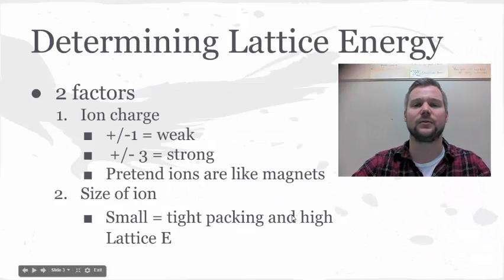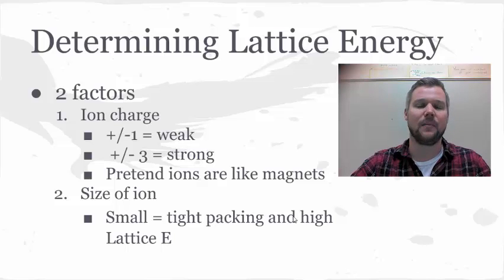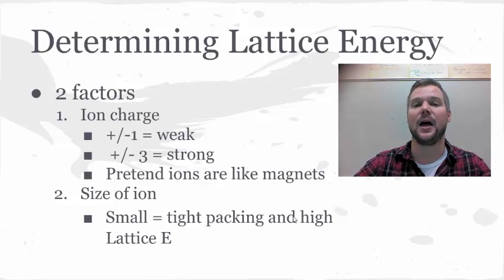So there's two factors when we consider what makes lattice energy high or what makes lattice energy low. The first and the more important of those two factors is the positive or minus charge. So if you're a plus or minus 1, that would be considered a weak factor for determining lattice energy, whereas if you're a plus 3 ion or a minus 3 ion, that would be a strong factor. So if you have a plus 3 with a minus 3, that's going to be the strongest combination of ions that you can put together. That's going to create a very high lattice energy.